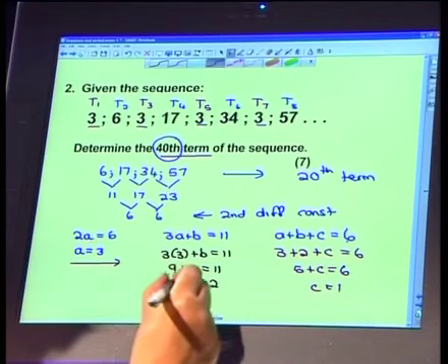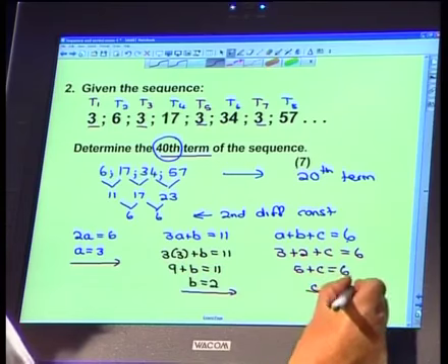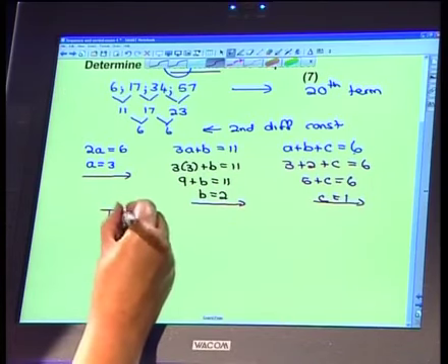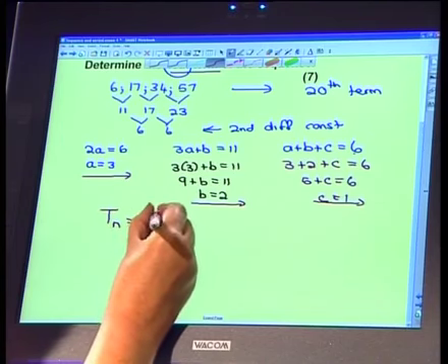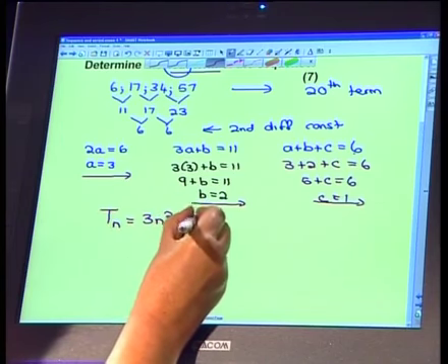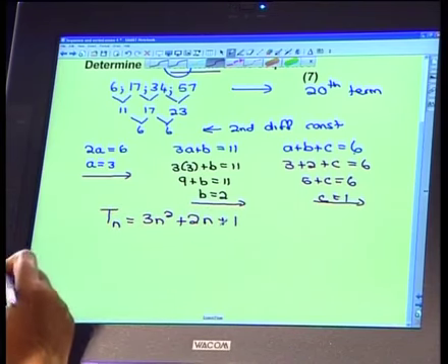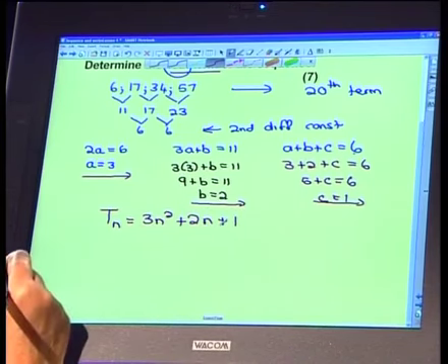So here we have a, b, and c. Right, so now the formula goes Tn equals an squared plus bn plus c. And you can see that's a relatively quick and painless way of getting that particular term.